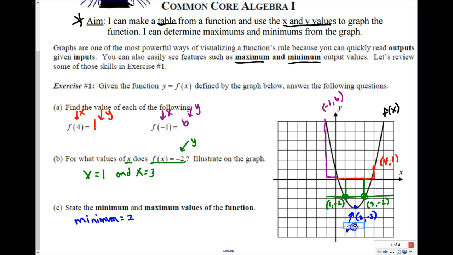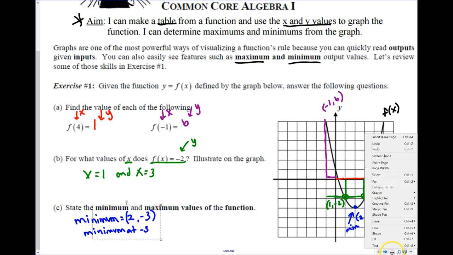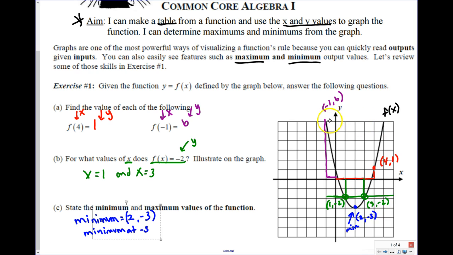Alright, so minimum is at 2, negative 3. You could also just say a minimum at negative 3, but I always like to give the x value as well. Now the maximum value of this function is a little bit tricky for a couple reasons. It's tricky because there are actually two places on this graph that's the highest. Maximum means what is the highest, right? If I say I have the maximum amount, I have the highest. Well, these two yellow dots I'm drawing are really the maximum 2 points on this graph.